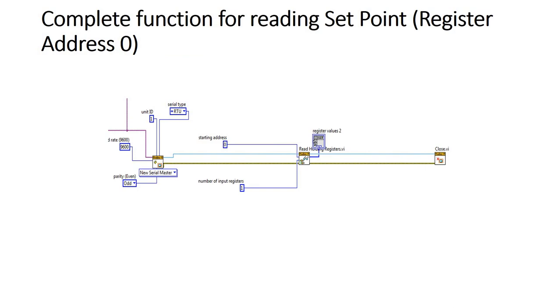So when you execute, the first block is basically like the RS-232 block. You are defining the baud rate, etc. Unit ID is the address which you set, and the value which is read from the set point register will be latched to the register values to indicate.